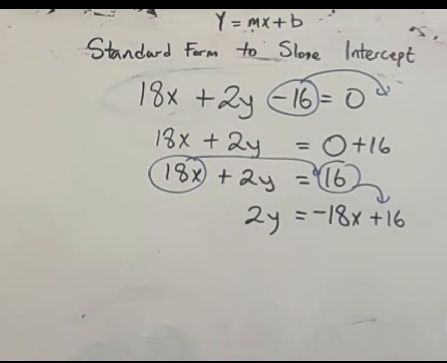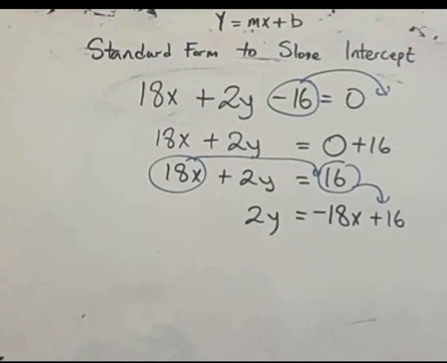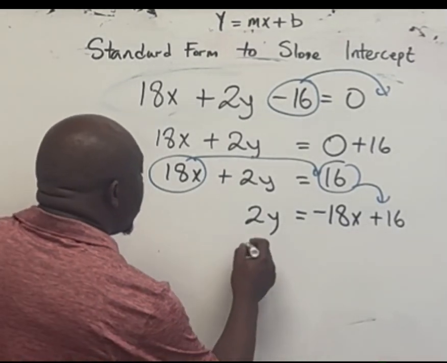You're right, but one step at a time. Now, what do we do now? Does it look like this yet? No. Who's bugging your y? 2. How do we get rid of the 2? We divide everything by 2. Alright, I forgot about that step.